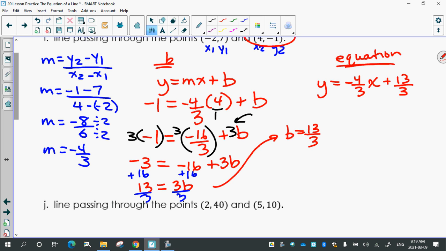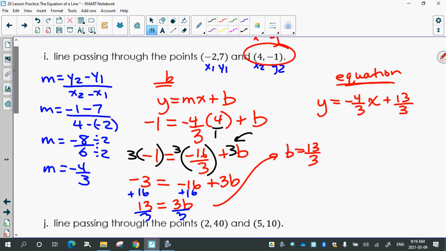So I'm going to take a picture of the equation. I'm going to type it into Desmos so that we can see that it goes through those 2 points, okay? And so that you know how to use Desmos to check your work. I think I've got everything you need in that picture.